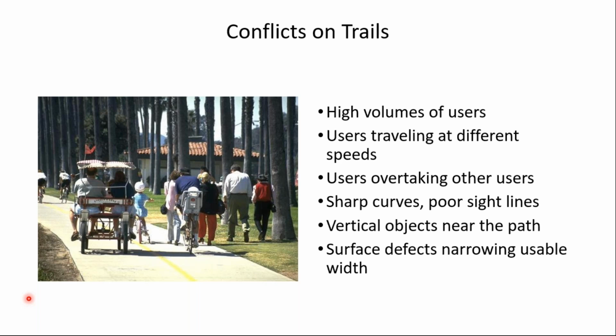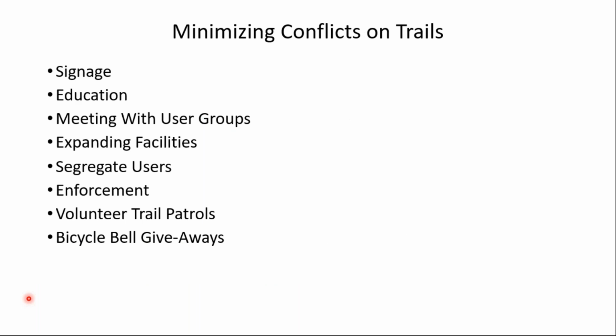There's a number of conflicts that can occur on trails. You can just see from the image here. I guess this is a good problem to have when your trail is heavily used, but we do need to be aware of the potential conflicts that can occur. And so here are some techniques for minimizing conflicts on trails. I know there was a question about that. How do we educate folks? I think in the first class last week. But here are some potential ways of dealing with those through signage or education, maybe eventually even expanding facilities, or in some cases, segregating users.